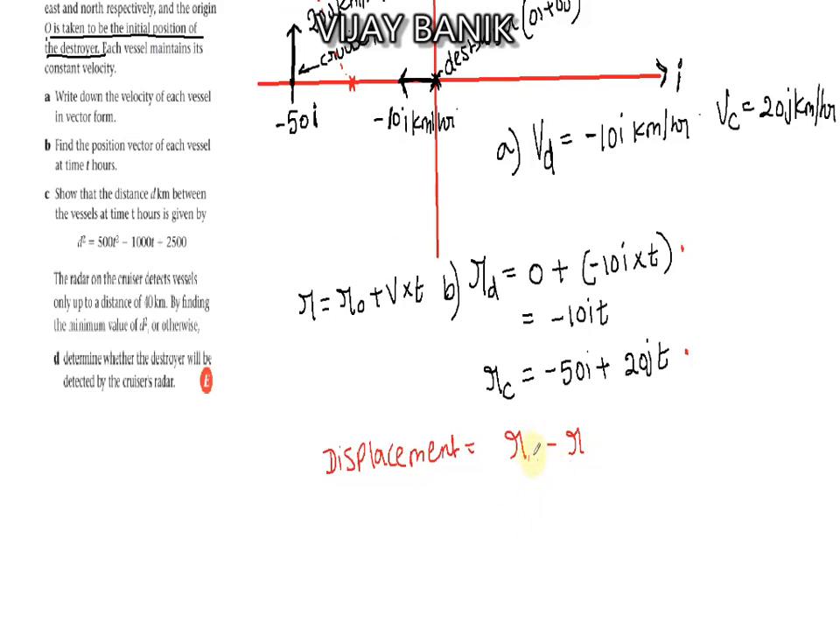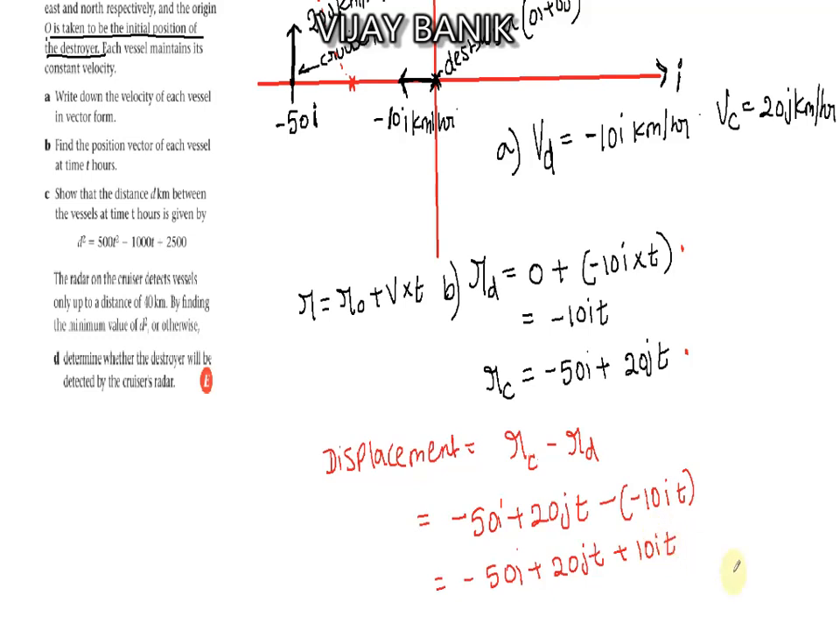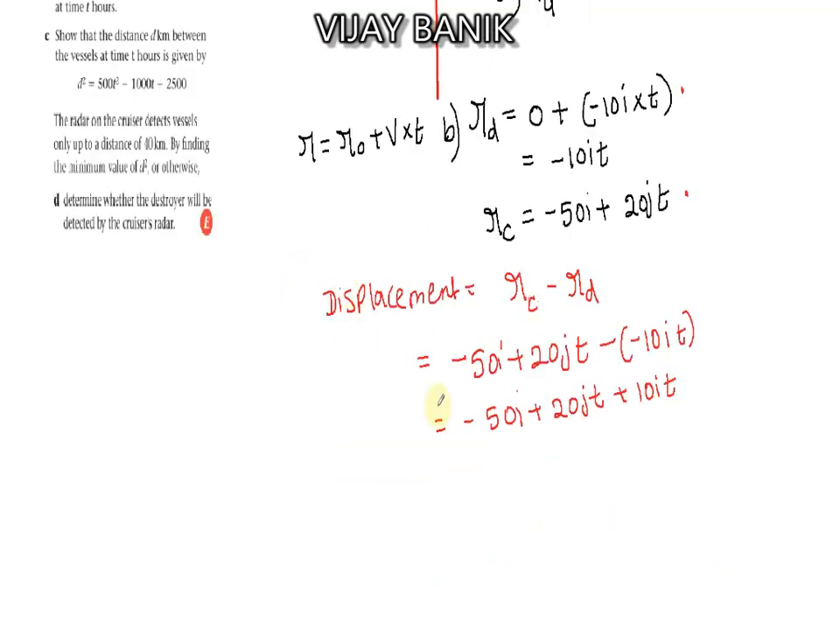So Rc minus Rd. Okay, if I subtract both of them, it's minus 50i plus 20jt minus of minus 10it. So if you do it, it's going to be minus 50i plus 20jt plus 10it. If you want, you can make all the i vector common. So if you do that, it's going to be (minus 50 plus 10t)i plus 20tj. Now this is a displacement.